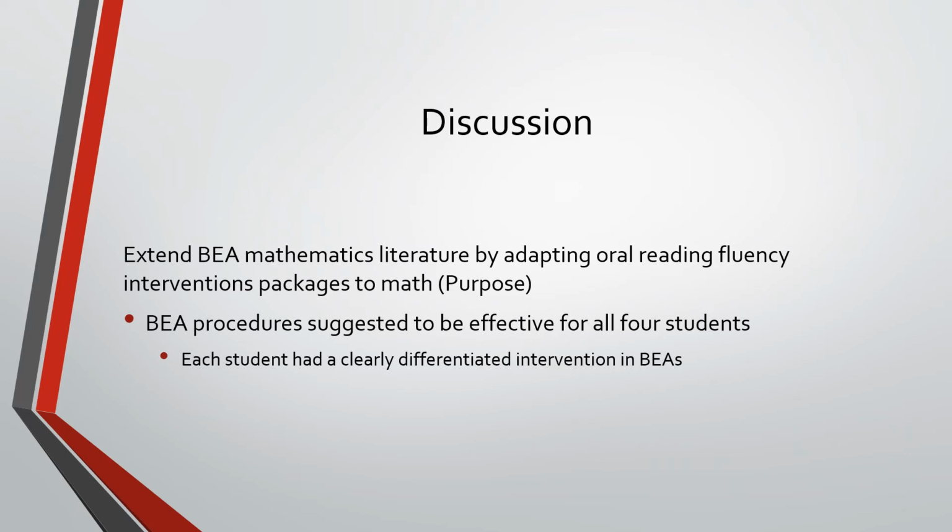So, getting back to the purposes of this study and the outcomes that we had, first was to extend the brief experimental analysis mathematics literature by adapting those oral reading fluency intervention packages. Fancy way of just saying that they targeted all different skill and performance deficit areas. And so these procedures were suggested to be effective for all 4 students, as they had a clearly differentiated intervention in the brief experimental analyses and had improved performance as a result.